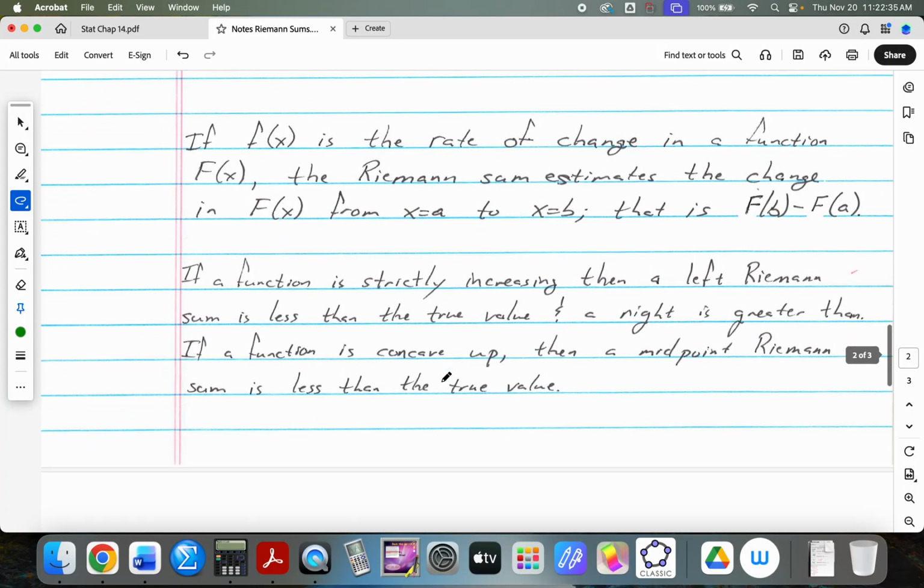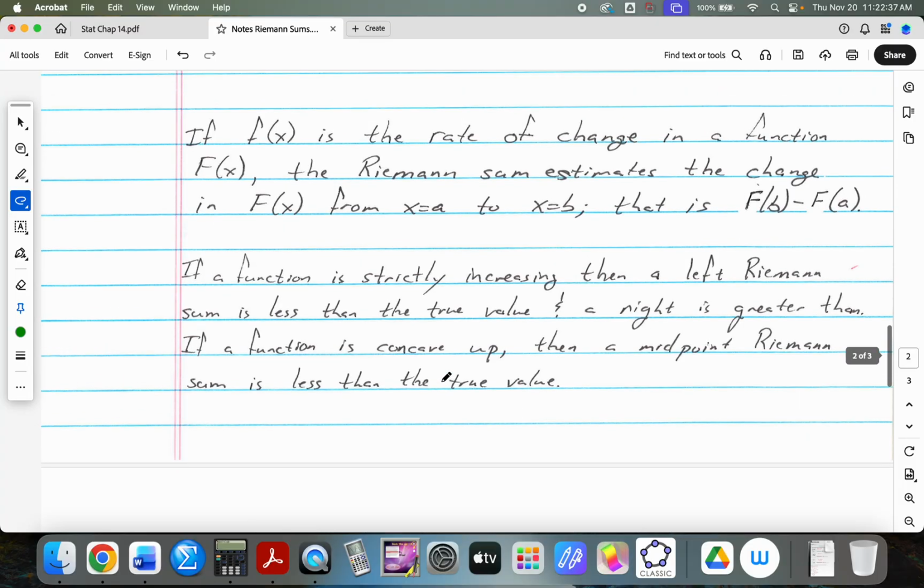Now, if f of x is the rate of change of a function F of x, the Riemann sum estimates the change in F of x from x equals a to x equals b. That is, capital F of b minus capital F of a. So if little f of x is the rate of change of capital F of x, then the Riemann sum gives you an estimate of the change.